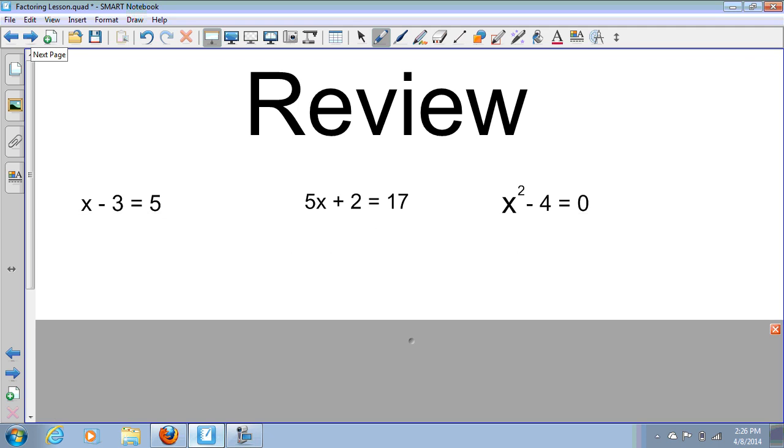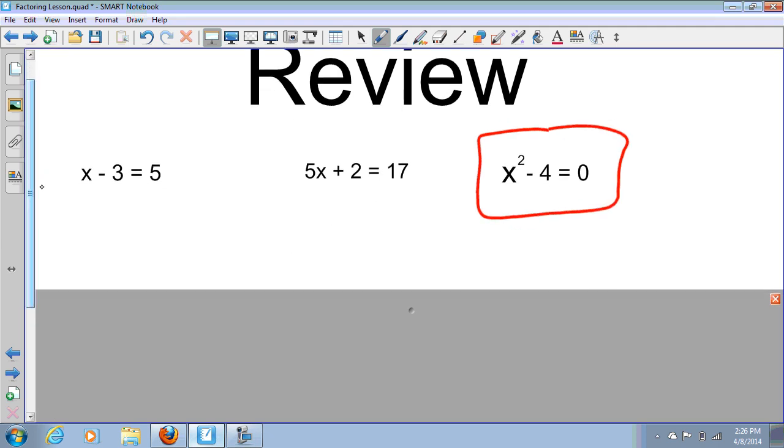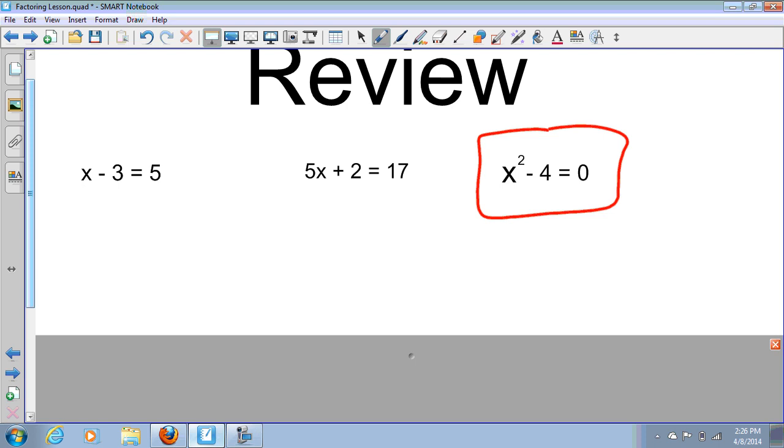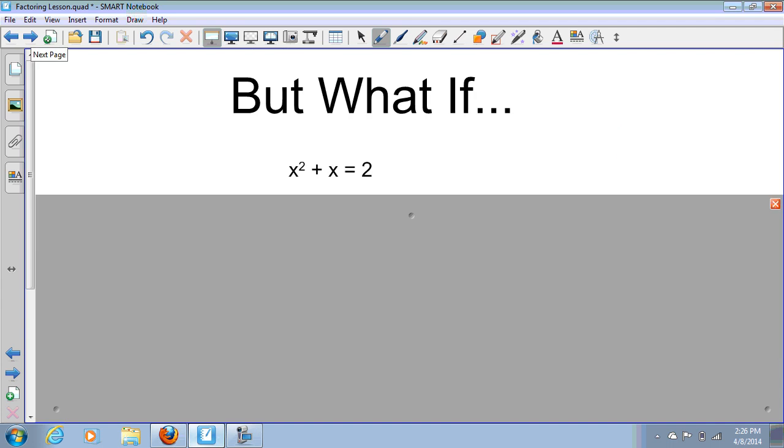Quick review. The one I want to look at is this one. This was just from our last part. X squared minus 4 equals 0. What are my solutions? Remember, we get x squared by itself, so x squared equals 4. The inverse of squaring is square root, so x equals positive or negative 2, because we look at the square roots of 4. It's helpful to remember our perfect squares. So what if we have this? X squared plus x equals 2.